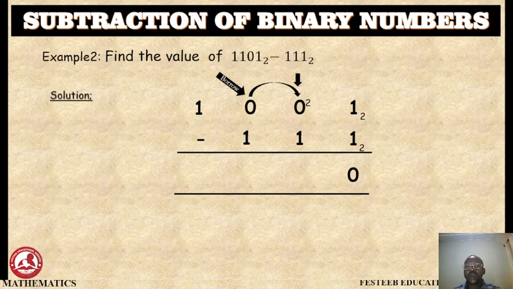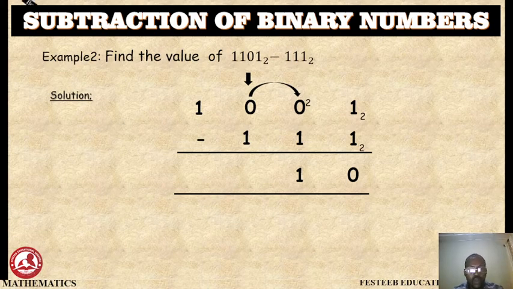So we come back here and we say 2 minus 1, that is 1. So we put our 1 there. And that disappears. So we'll come back to this column. So what we have there also is 0 minus 1, because we already borrowed the 1 that was there before. So 0 minus 1 also is not possible.